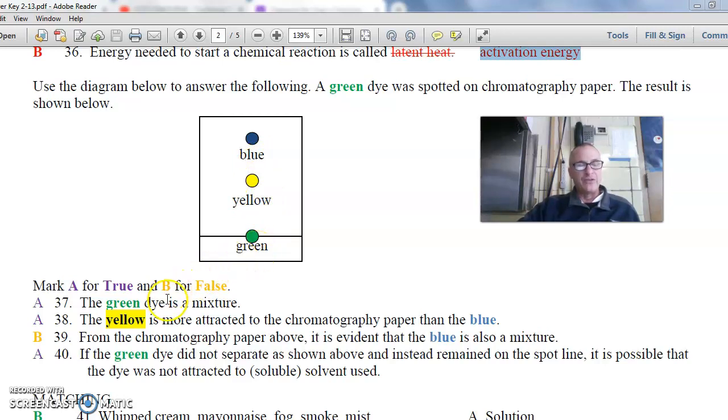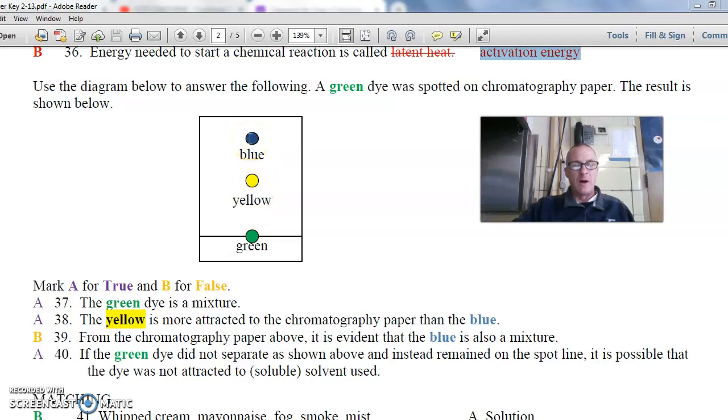So 37, is green a mixture? Absolutely. It started out green. As the solvent pulled up, the solvent pulled the green mixture apart into yellow and blue. Number 38, the yellow is more attracted to the chromatography paper than the blue. That is true. As the solvent went up, it pulled the yellow to here, it pulled the blue up to here as the solvent moved up the paper.